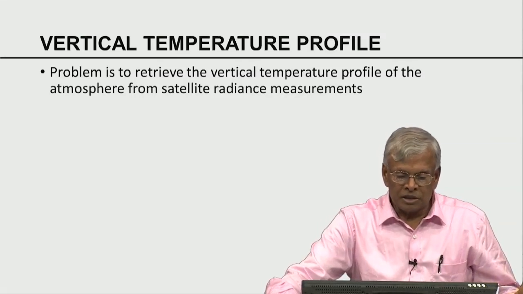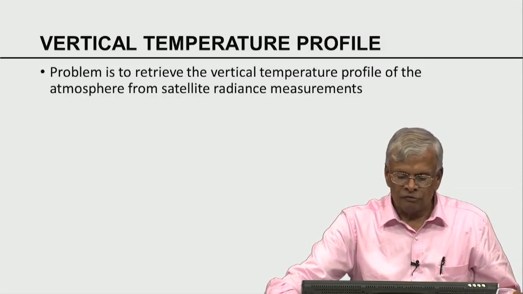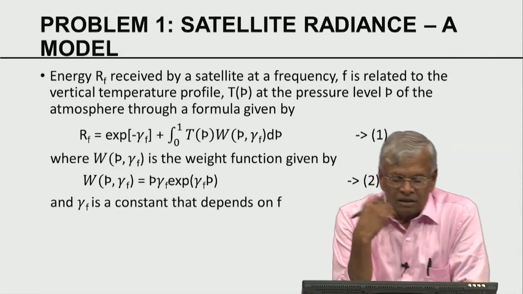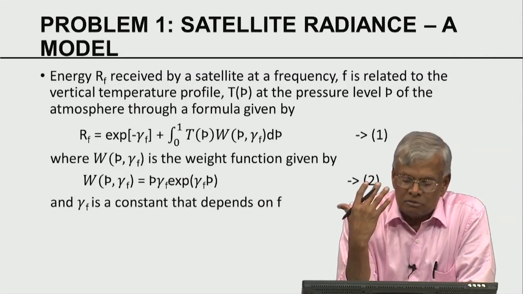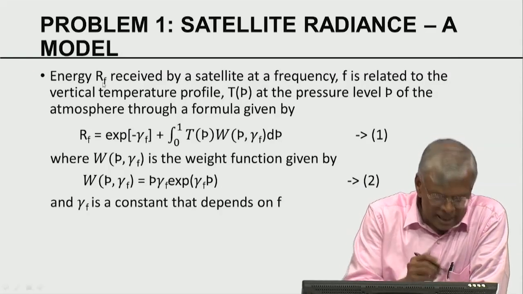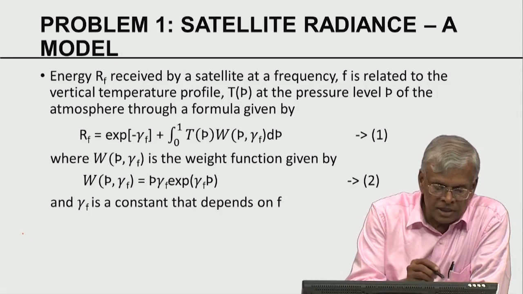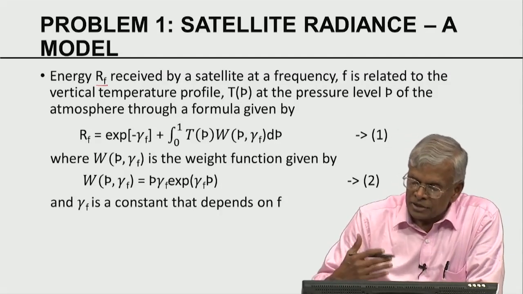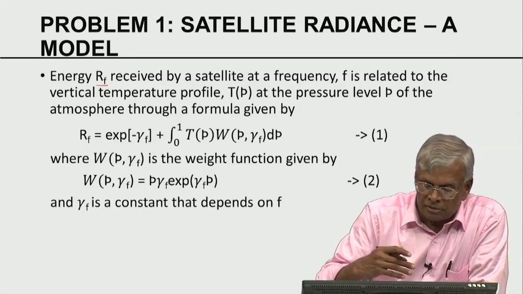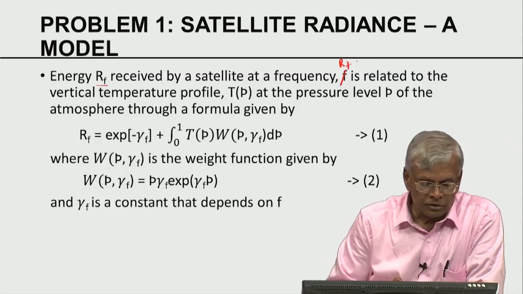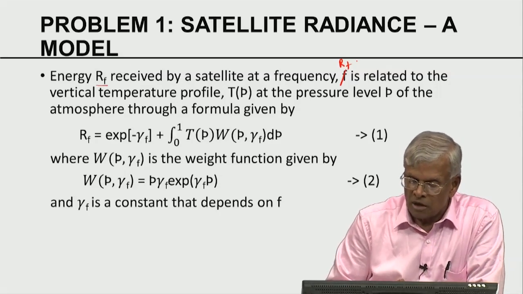So what is the idea here? Recovery of the vertical temperature profile. The problem is to retrieve the vertical temperature profile of the atmosphere from satellite radiance measurements. Problem 1. The radiance received by the satellite in the infrared domain. Let R be the energy received at a frequency F by a satellite, and this R(F) is related to the vertical temperature profile T(P), where P is the pressure.